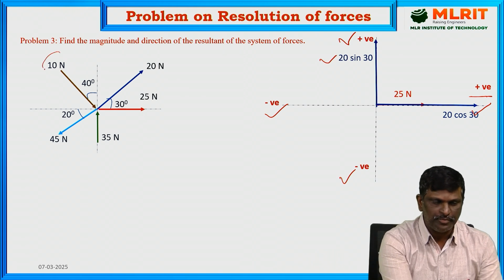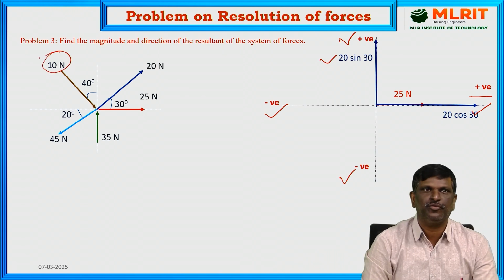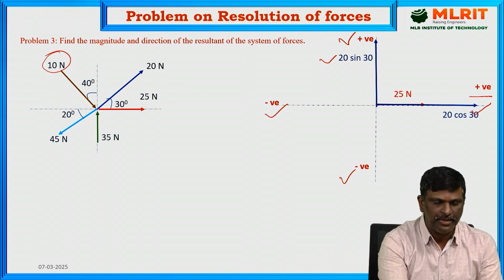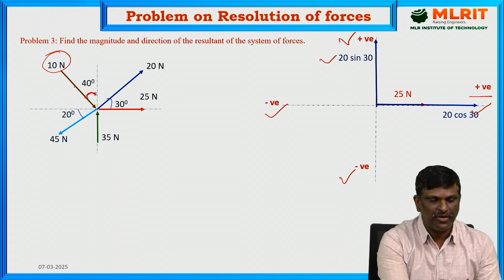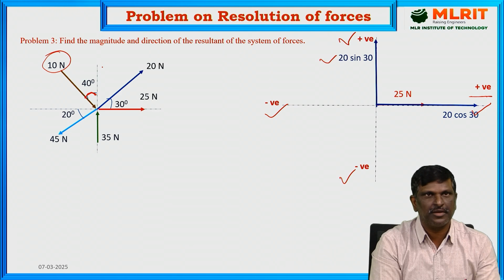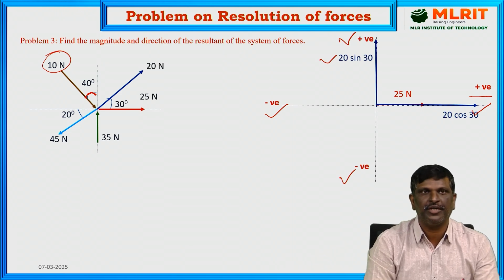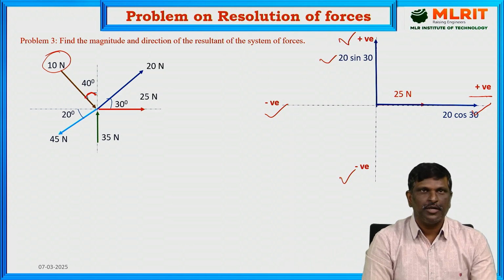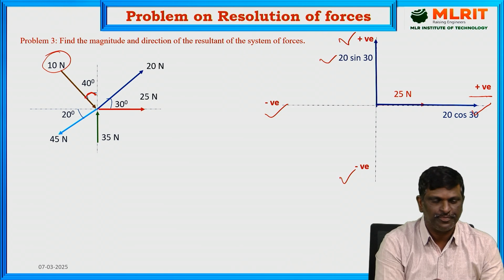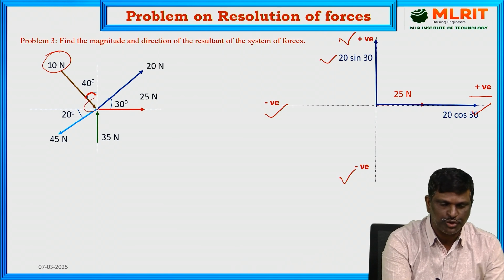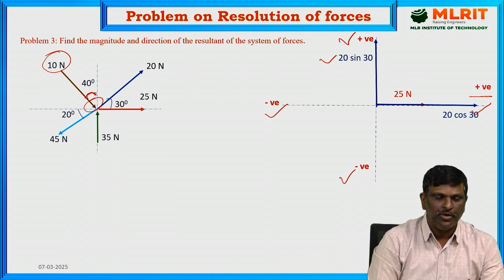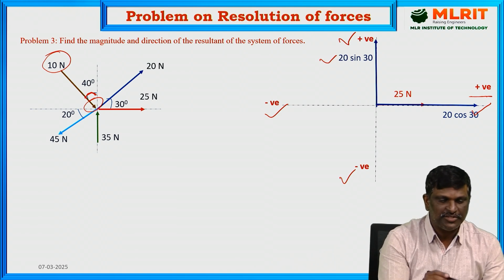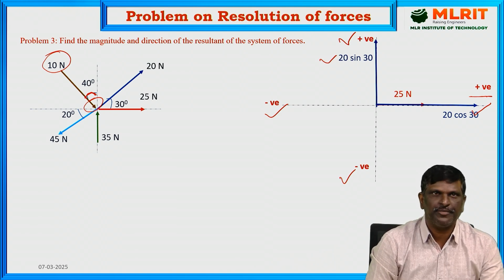Now, resolve the 10 Newton force. Here the angle is given with respect to vertical. So, our vertical component will be cos and horizontal component will be sin. Now, look at the direction of the force. It is a push. Look at the arrowhead. It is a push. Now, let us see the effect of this force on the body.